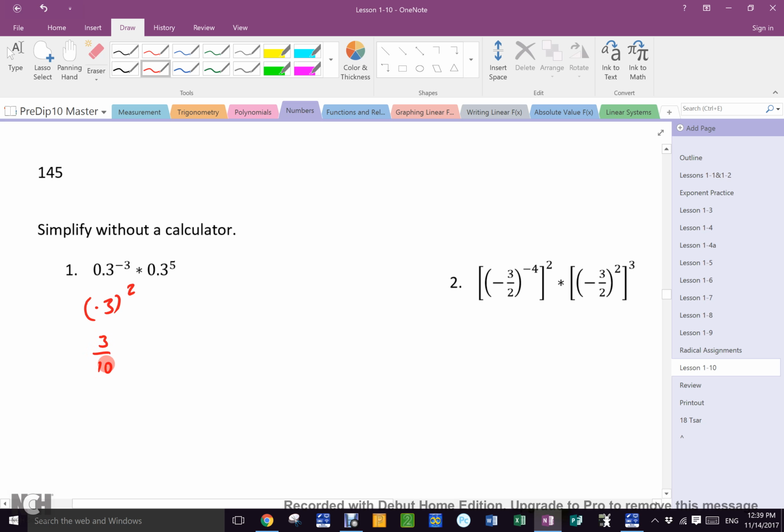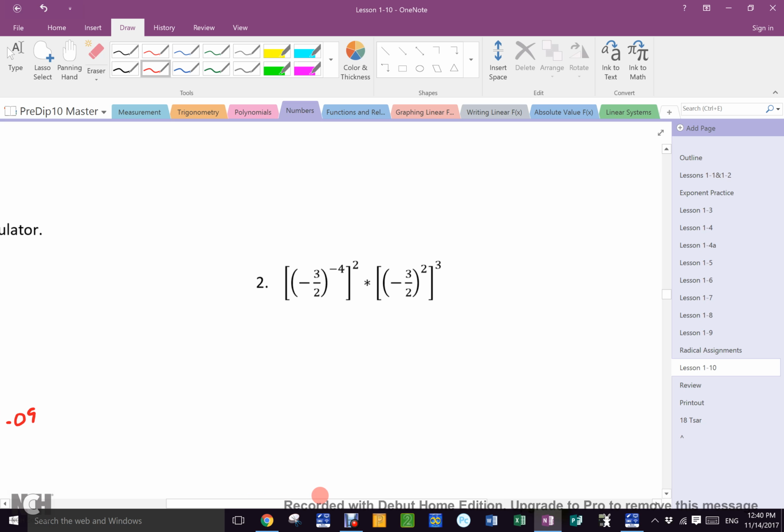0.3 is 3/10. 3/10 squared is 3 squared over 10 squared, which is 9 over 100, which is 0.09. A great many of you will forget that second decimal place because you will forget that you are actually multiplying, you are squaring tenths.